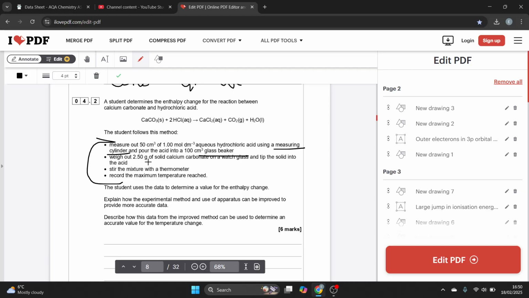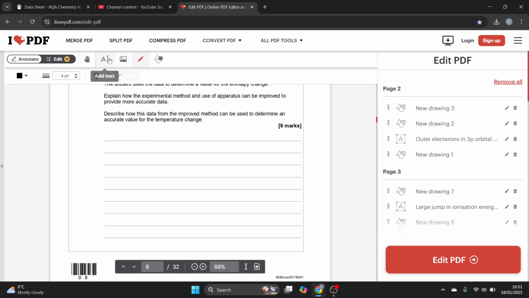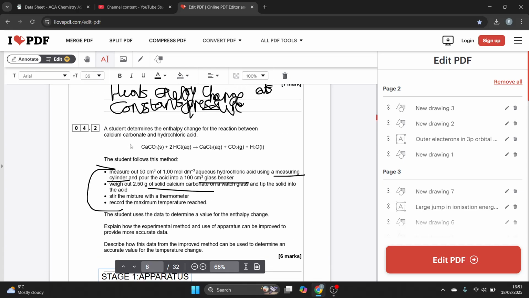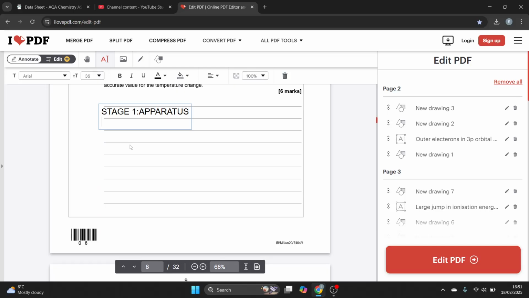And then use powdered solid. So you can already see a couple. So yeah, let's talk about the apparatus. Stage one, the apparatus. So what I'm going to say, apparatus, is we need to use a burette. Use a pipette or burette, doesn't really matter, but pipette instead of a measuring cylinder. Use a polystyrene cup instead of a beaker.